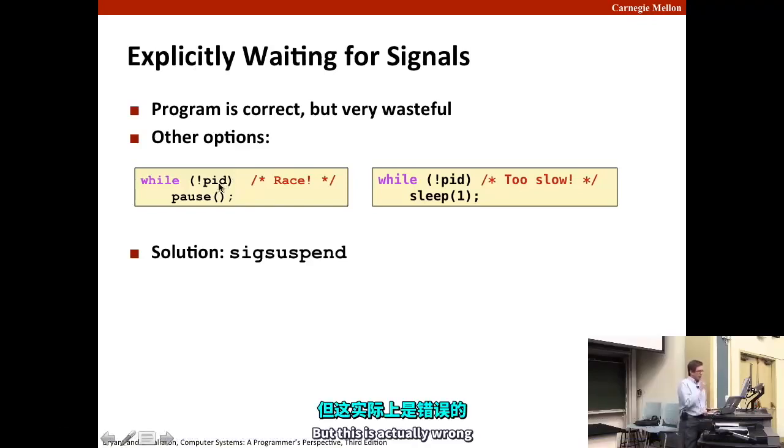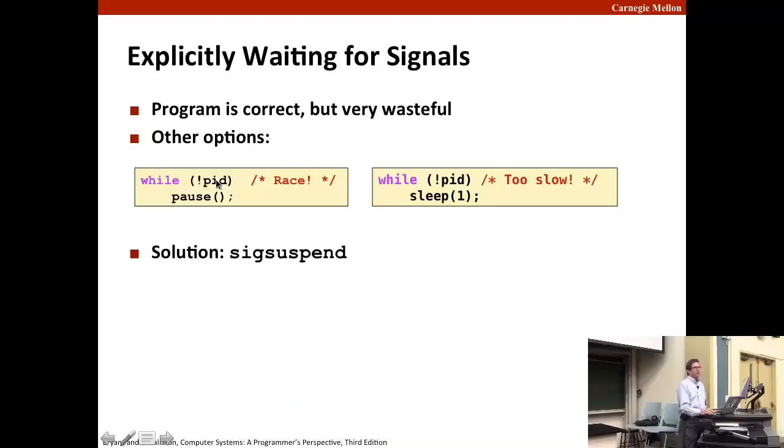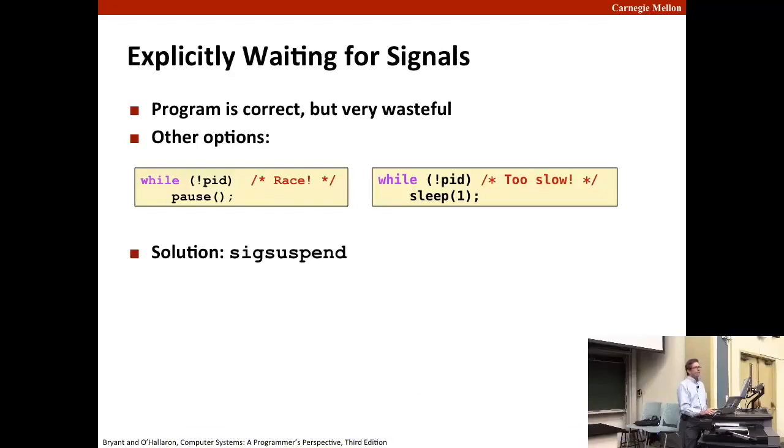But this is actually wrong because it has a race. Can you see what the race is? What's wrong with this? There's a good chance that this thing will block forever. Yes? So, to get the signal, check PID before PID is set, then the handler runs.